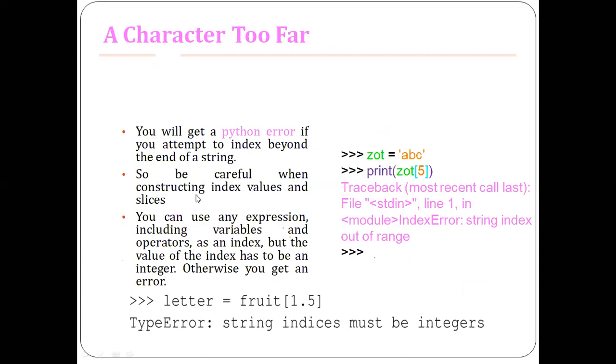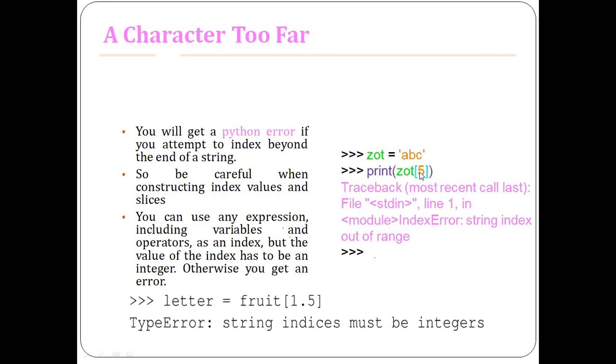So be careful when constructing index values and slices. You can use any expression, including variables and operators, as an index, but the value of the index has to be an integer. Otherwise, you will get an error message. So here is one example of how we go out of bounds, beyond the boundary of the string. Jyoti has ABC, which is nothing but index number 0, index 1, and index 2.